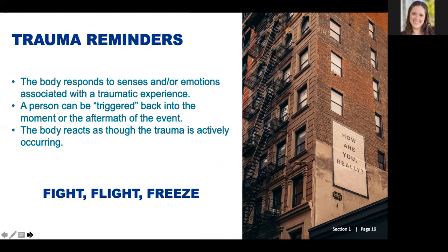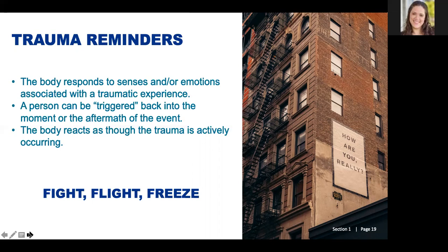And when a person is triggered, they typically respond by fighting, fleeing, or freezing. If they have a fight response, they may engage in conflict or become physically aggressive. If they flee, we may see them isolate from others, run away. And if their response is to freeze, they may become withdrawn, refuse to do things, become clingy or tearful.